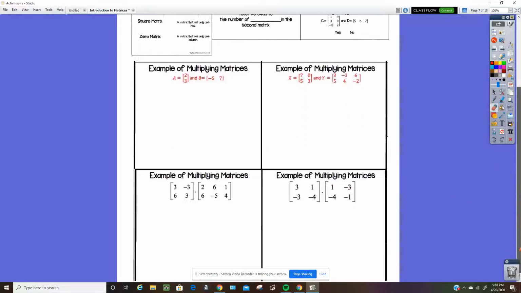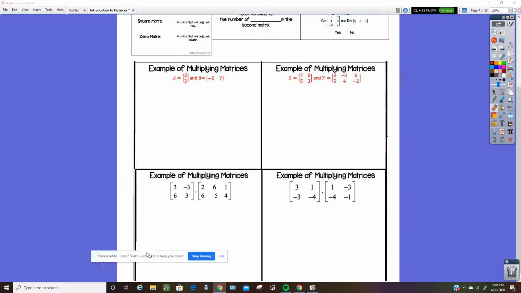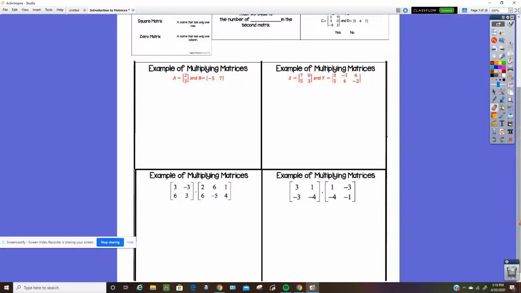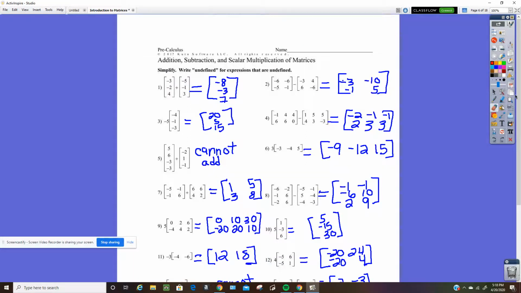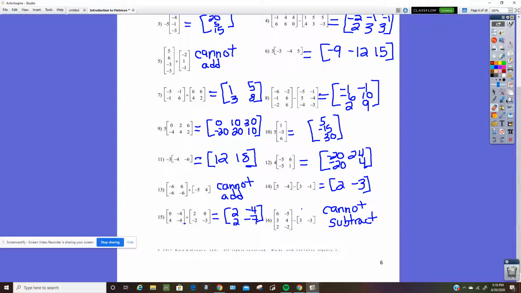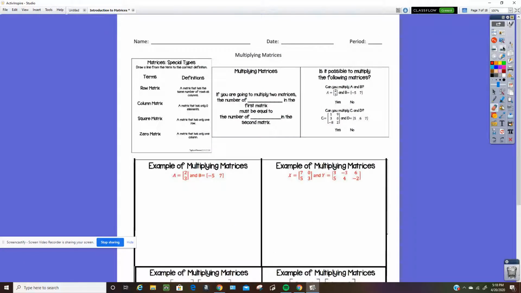All right, this is in the supplemental packet. I think this is page 8. Let me go back a page here. That's page 6. This is page 7. So starting on page 7, I'll take a little bit of notes here, and then show you how to multiply matrices together.